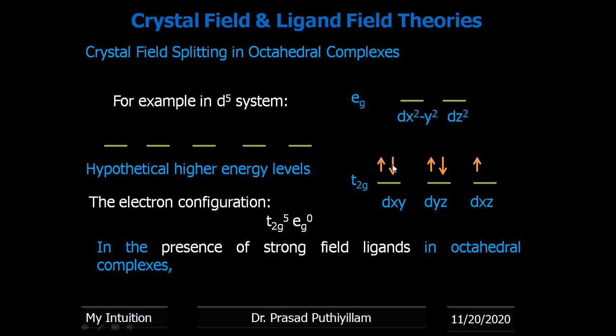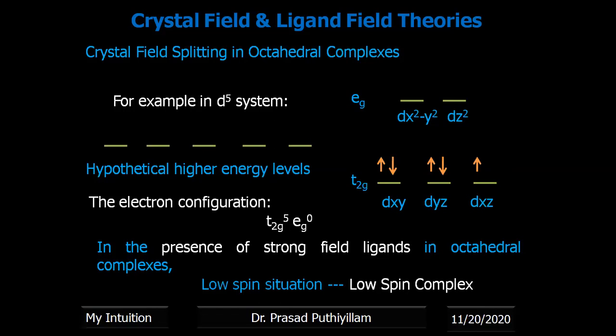So here it is spin paired, here also it is paired, plus spin and minus spin, therefore it gets cancelled. Only one of dxz, dyz or dxy is singly occupied. All are at the same energy level, so only one electron is spinning. That means it is a low spin situation, or we call it a low spin complex. So in case of octahedral complexes, a d5 system with a strong field ligand forms a low spin complex.